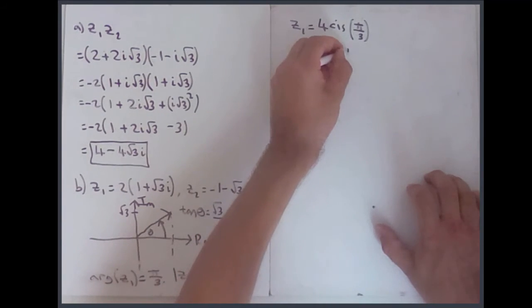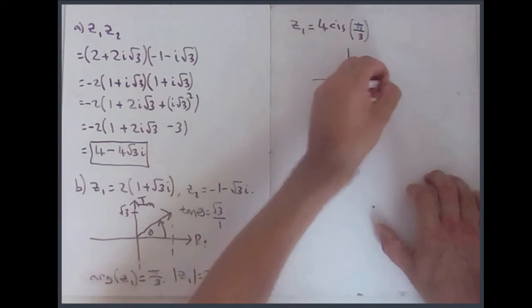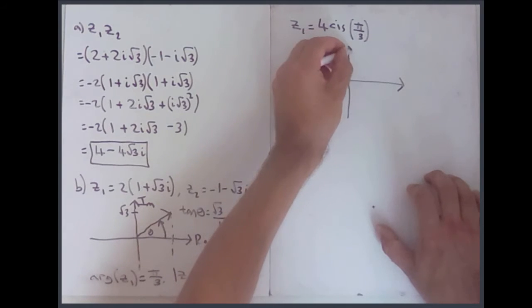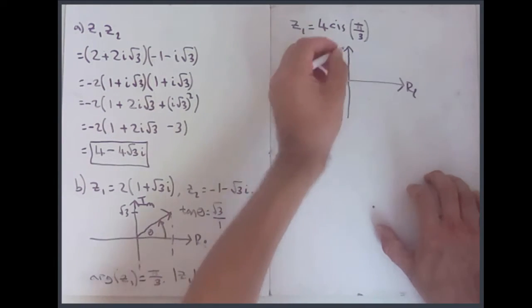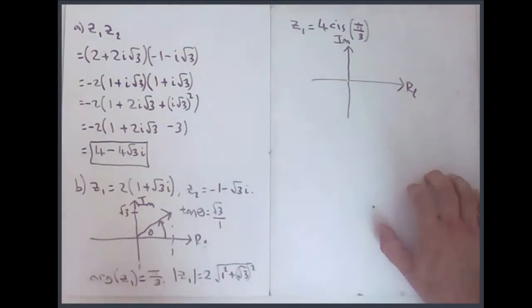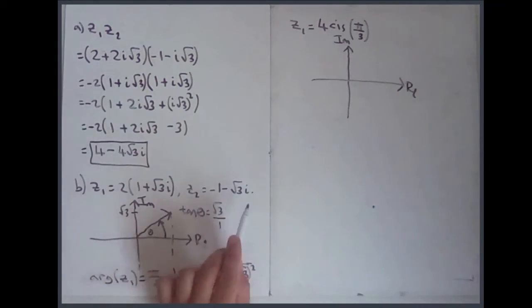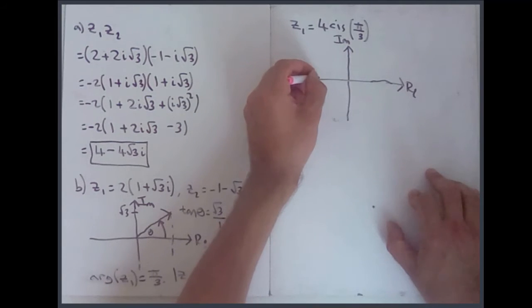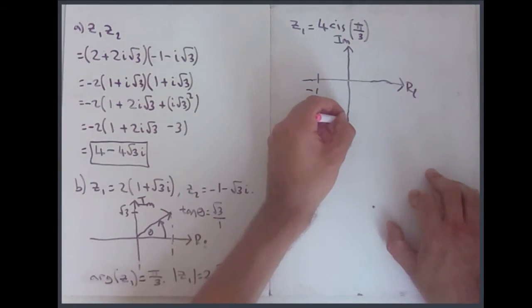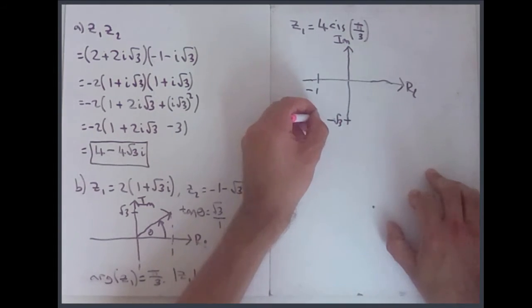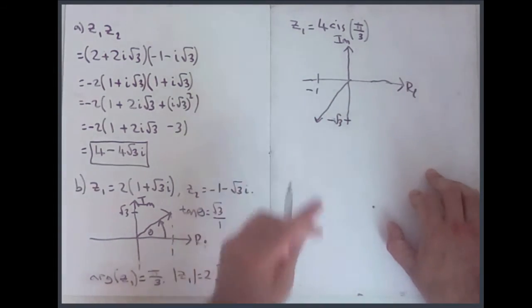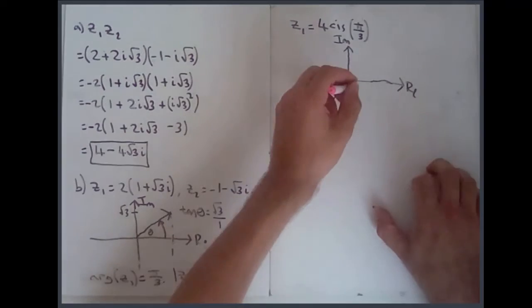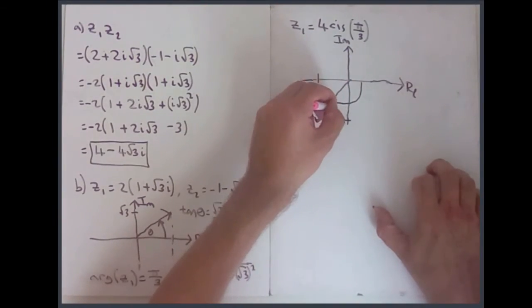Okay, if we do something similar for Z2, real part and the imaginary part. So for Z2, it's minus 1 minus root 3 i. So it is minus 1 on the real axis and minus root 3 on the imaginary axis. So it's down here somewhere. Okay, so the argument is going to be this angle here.